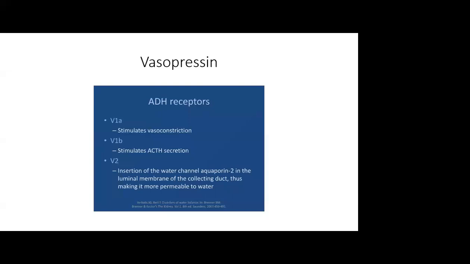So ADH, which is the main hormone involved in SIADH, acts via two receptors. You've got your V1 receptors, the A and the B, and the V2 receptors. In essence, the V1A receptor is responsible for vasoconstriction, while the V1B is responsible for ACTH secretion. And the V2 is the one that acts on the collecting ducts and promotes aquaporin 2 insertion in the luminal side of the membrane of the collecting duct, therefore making them more water permeable and allowing more water reabsorption.